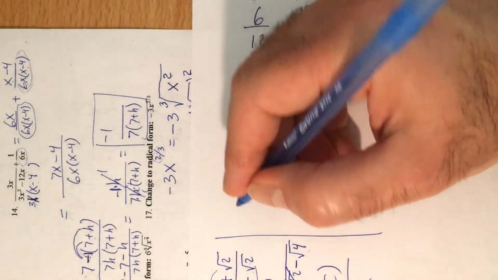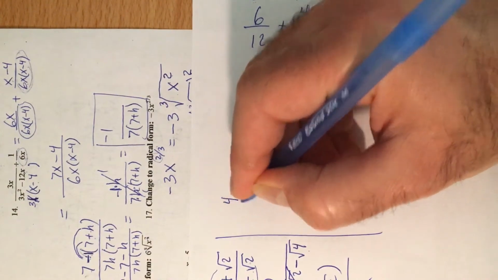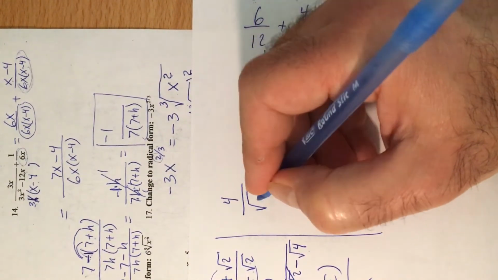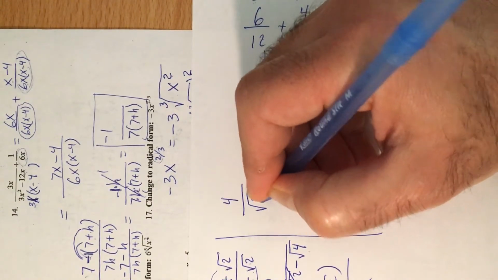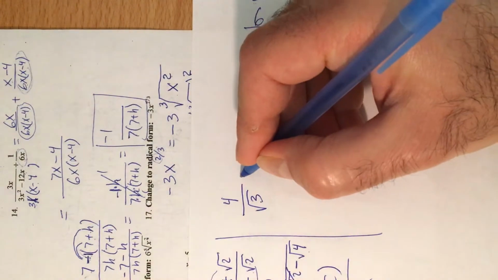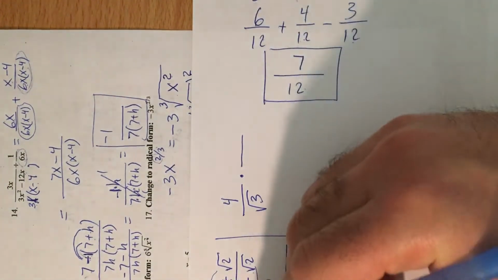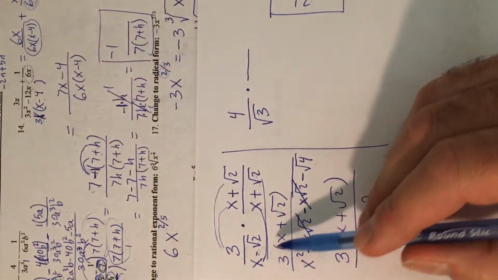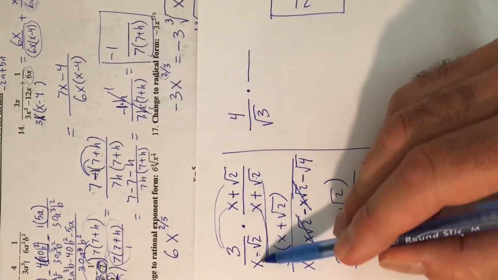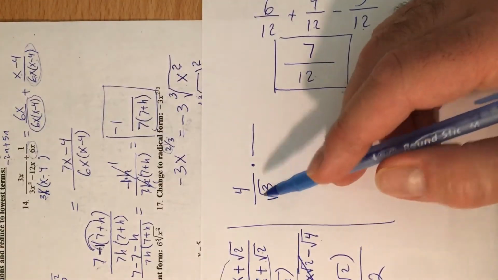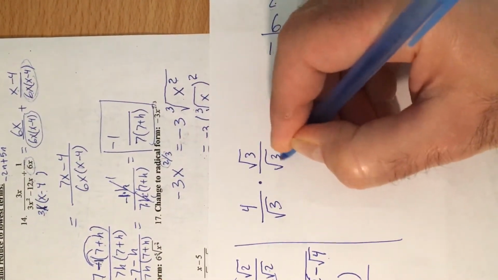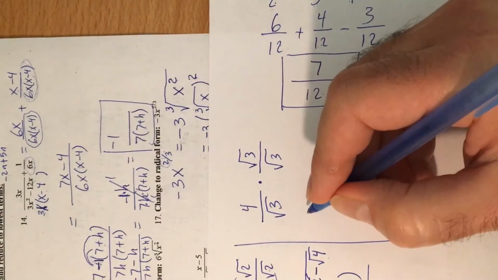What if I give you something like this? 4 over square root of 3. Just making that up. You're going to get rid of this, so you're going to multiply. Now, this is a little bit different than the previous problem, because in the previous problem you had an operation happening between the two terms. Here is just one term. So here I can multiply top and bottom by square root of 3. Why? You're going to see it in a second.